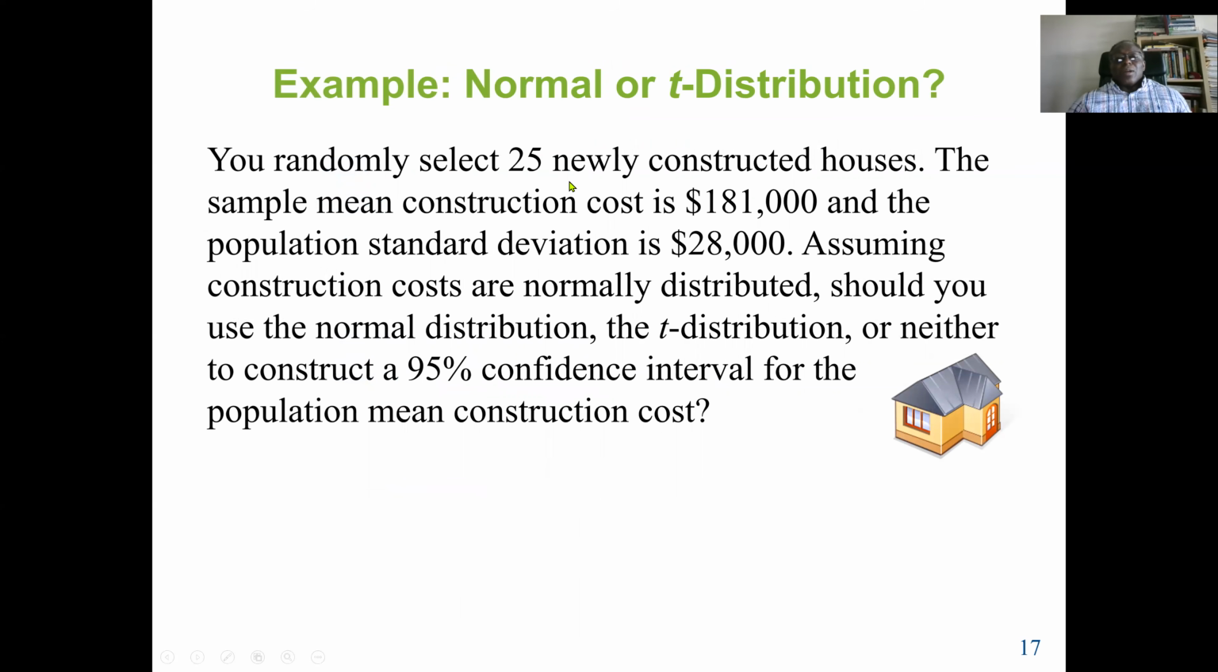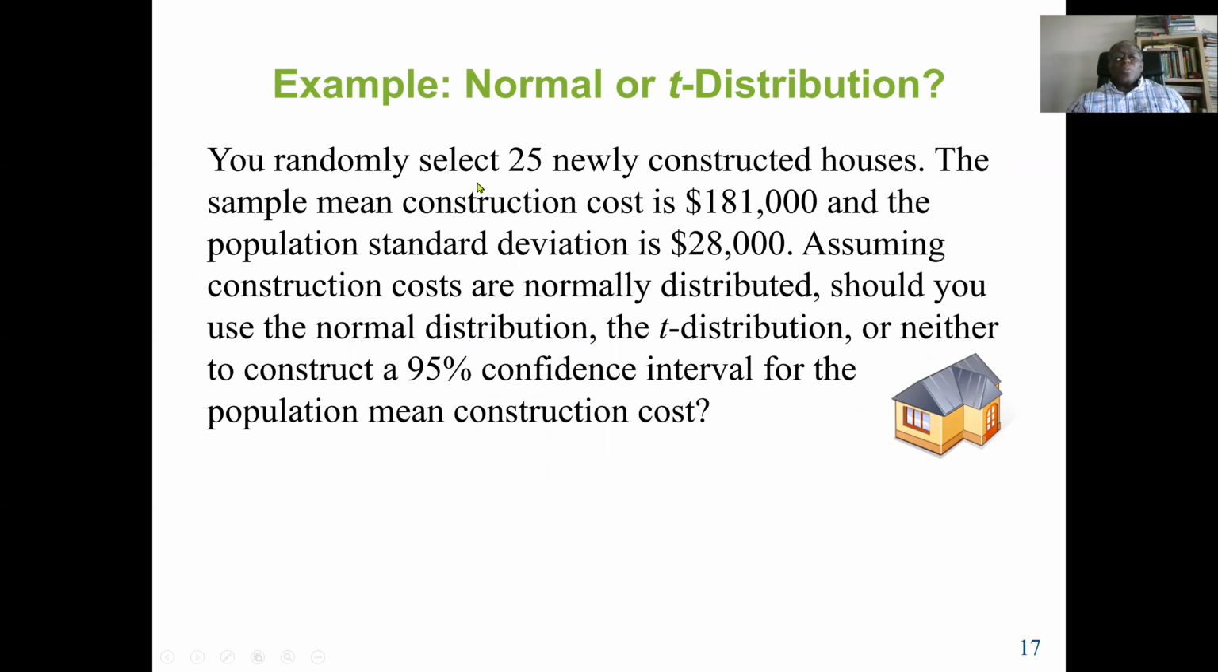So let's see one example here. They ask whether we are going to use the normal or t distribution. Again, the main objective here is that with the normal distribution, we have to make sure the sample size is greater than or equal to 30. But with the t distribution, the sample size should be less than 30.